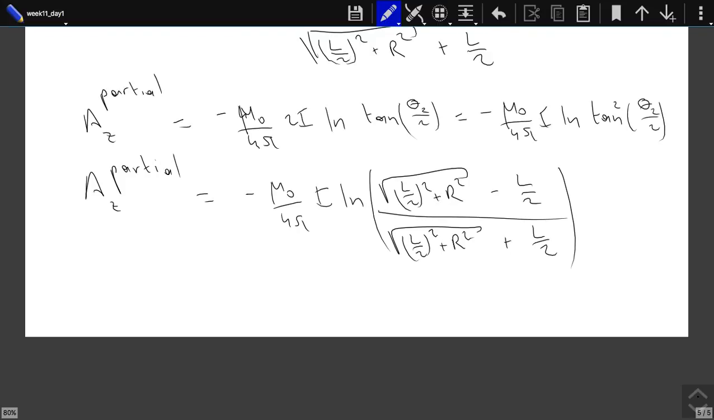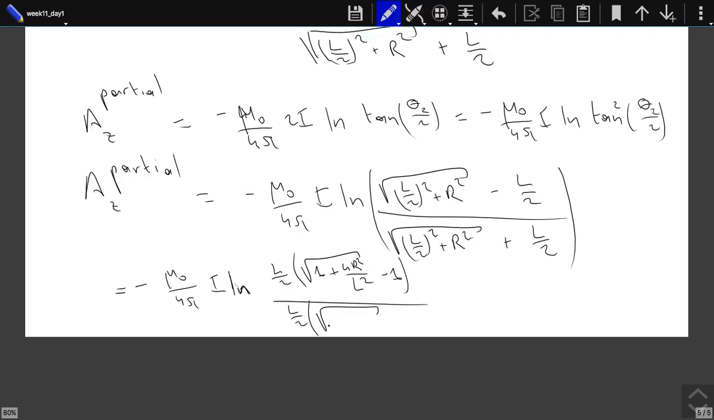This is equal to minus mu 0 over 4 pi I logarithm of, let me do this thing. I will take the numerator and the denominator under L over 2 parentheses. Logarithm of L over 2 square root of 1 plus 4r squared over L squared minus 1, divided by L over 2 square root of 1 plus 4r squared over L squared plus 1. So L over 2's, they cancel.